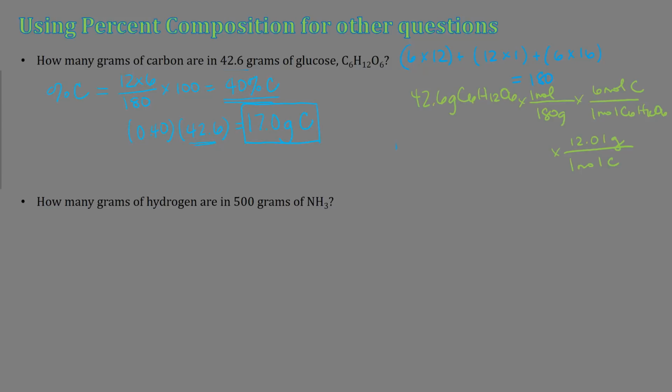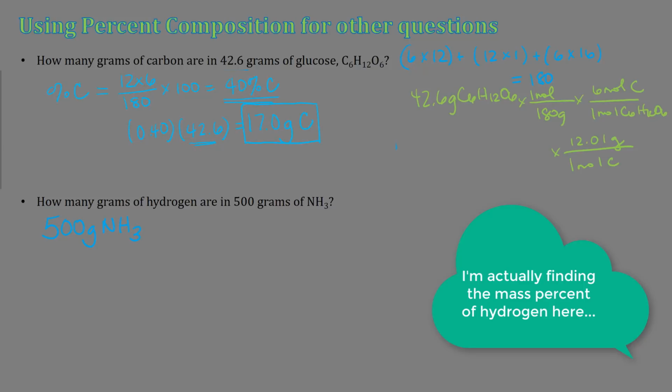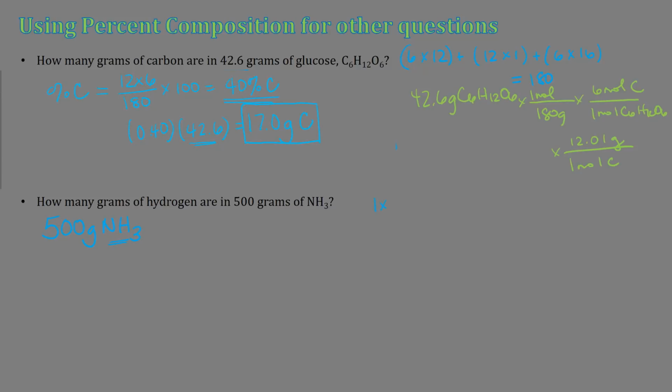All right, so next, how many grams of hydrogen are in 500 grams of ammonia, NH3? So I'm going to take my 500 grams of NH3. And first I need to find the molar mass of that, so I can figure out how much of NH3 is actually hydrogen. So 1 times 3 is just the hydrogen. And then on the bottom is going to be the total mass of ammonia, which is 17. And then multiply that by 100. And that is 17.6%.